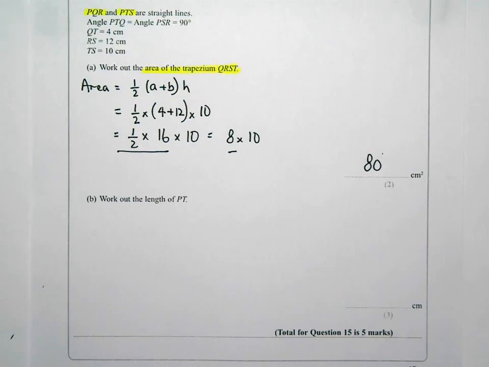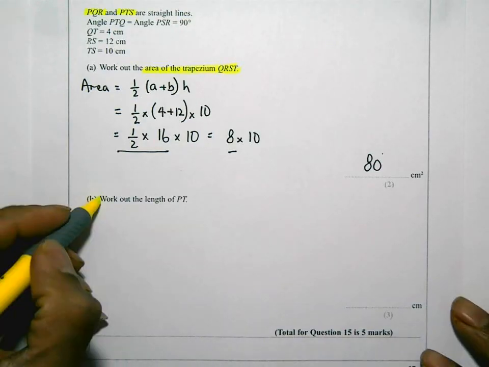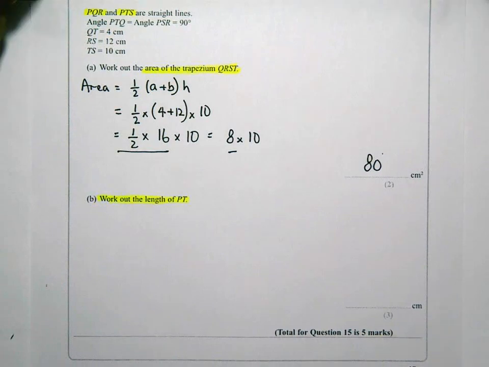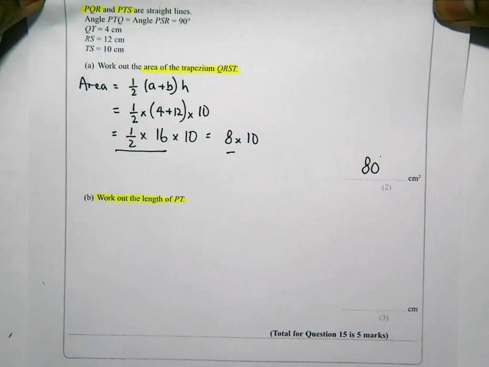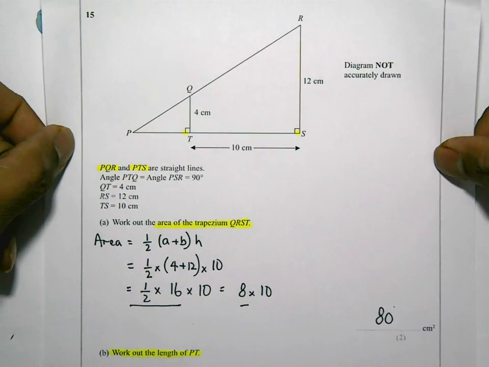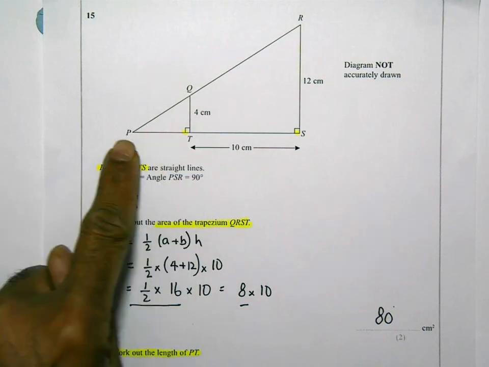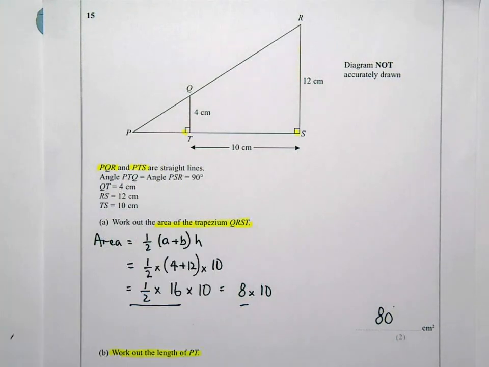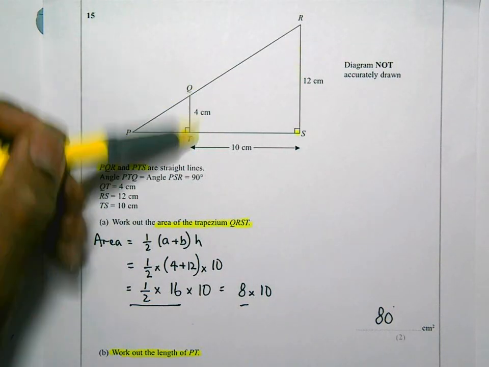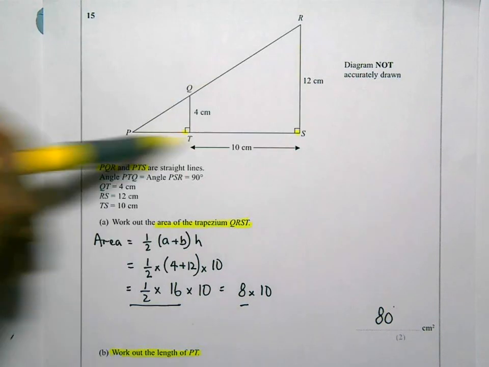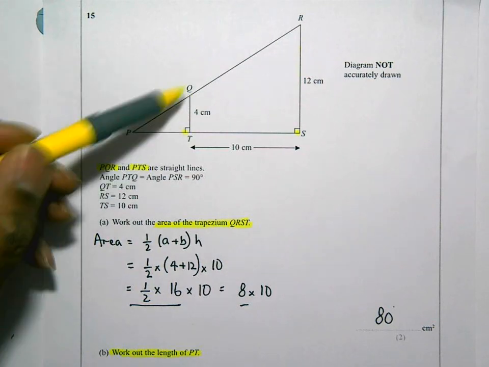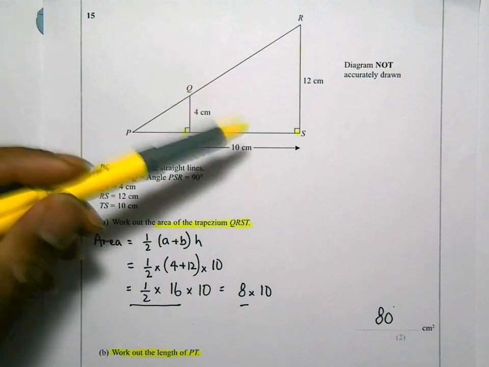Okay, in part B, the question simply says, work out the length of PT. So I think we need to remember that, and let's look at the diagram itself. So here's the diagram, and they want us to work out the distance from P to T, this distance over here. One of the things that you need to be aware of is that these two triangles, PQT, that small triangle there, and the very large triangle, are known as similar triangles. What they are is all three angles are exactly the same, and the sides are in proportion to each other, so they're similar.